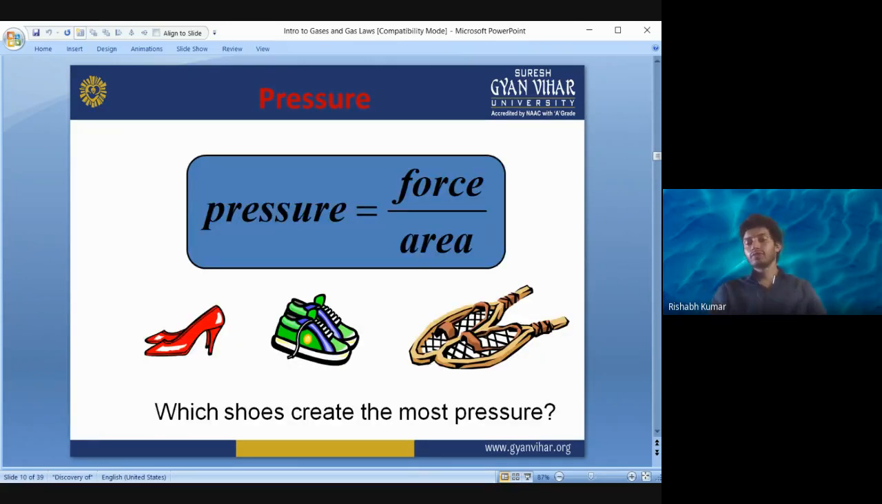So we need to know these terms because we are going to use pressure, temperature and volume in our isotherms, in our thermodynamics and in our gas laws. So firstly, let us go through these basic terms. As we know, pressure is force upon area. So out of these three, which will have the most pressure?